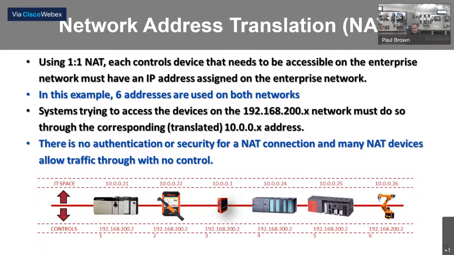And the devices on either side are actually only sending to the IP address of the ICS Defender. In NAT routing, there is no authentication or security for a NAT connection, and many NAT devices allow traffic through with no control. Meaning, you have your table that allows what IP addresses can flow through, but beyond that, other than that packet being known on both sides of the ICS Defender, there's no checking done to determine if there's any malicious intent in that packet.